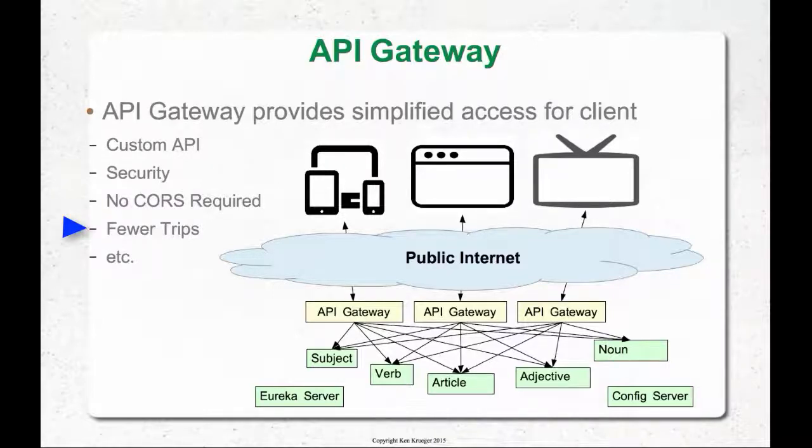We have potentially reduced the number of trips to the back end if we have the gateway consolidate a number of individual back end calls into one call. We have the ability to implement caching in the API gateway if we want to, etc., etc.